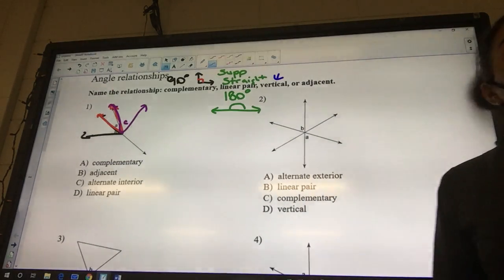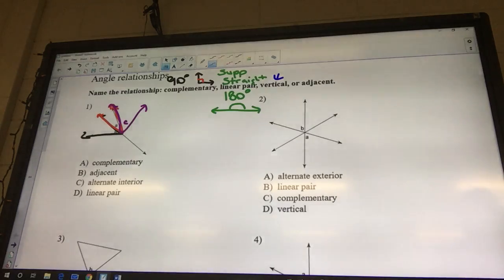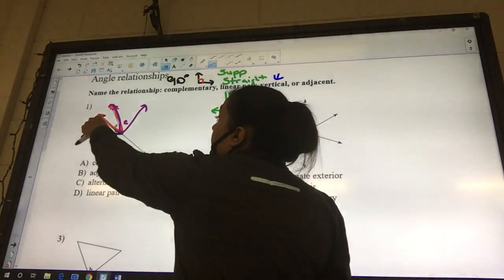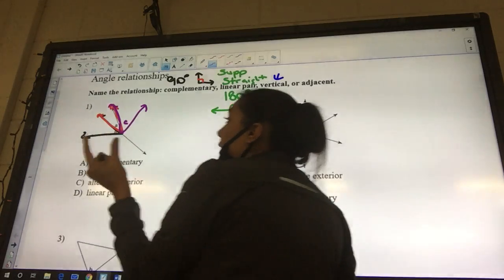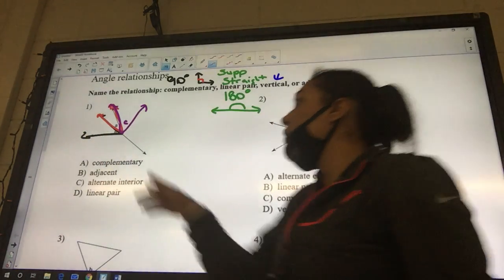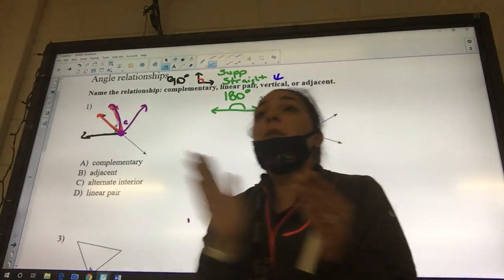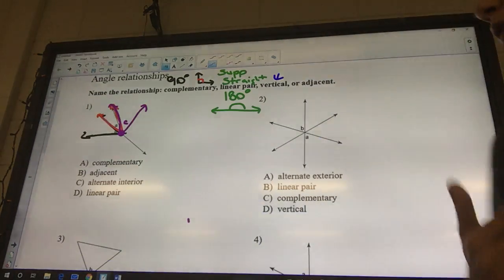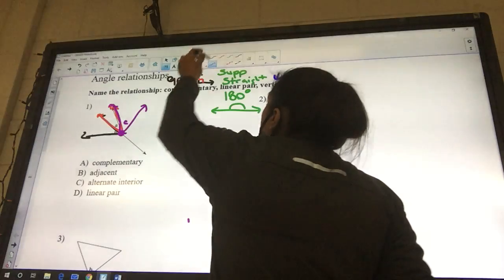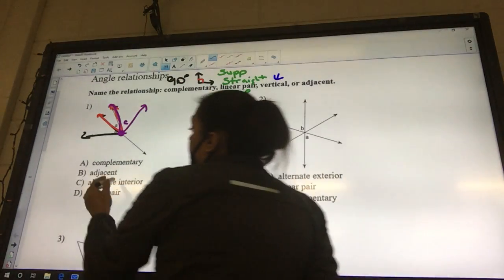But are B and C adjacent? No, because they're not touching each other. If we look at B and C, they're not sharing a side. They're touching at the vertex right here, but they're not sharing a side. They have to be sharing the same side in order for it to count. So this one is definitely going to be adjacent.